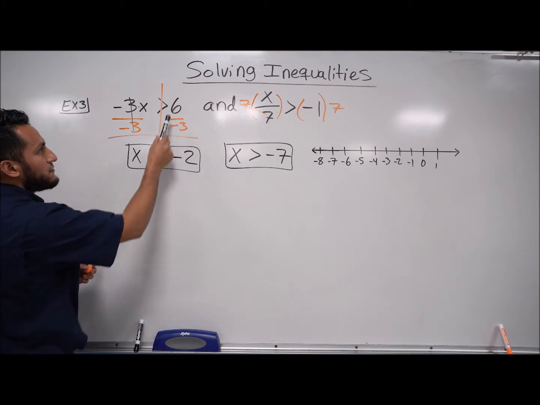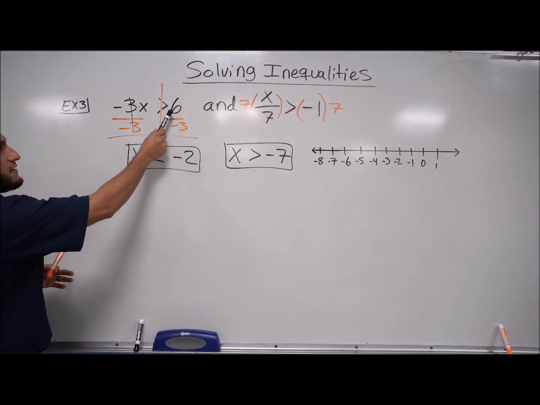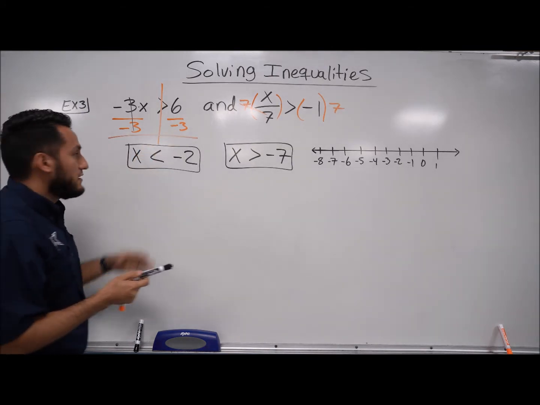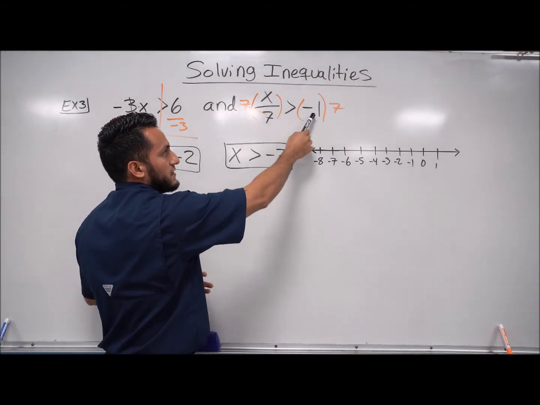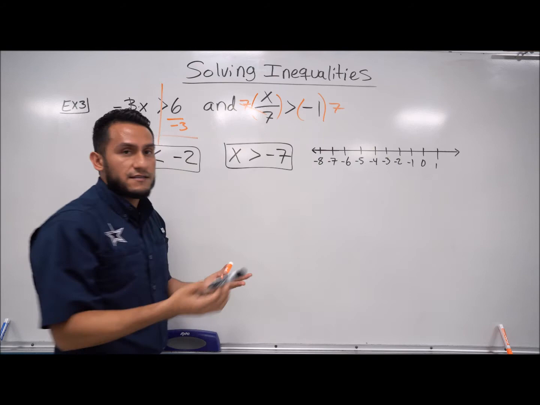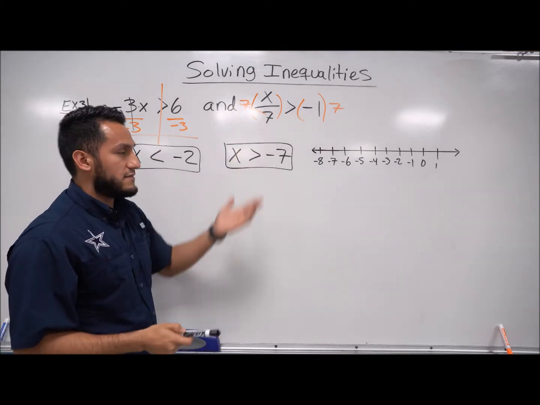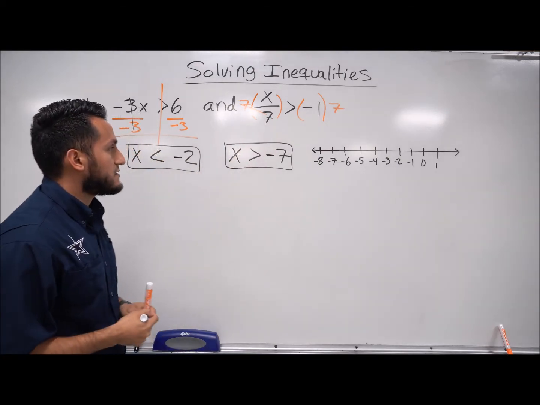Some students like to say, oh, because it changes signs. Yes, you can say that. The 6 was positive, and now it became a negative. You flip the sign. The inequality here too. This 1 was a negative 1. I multiplied it by 7, it still stayed as a negative. So the inequality stays the same. Okay, however you guys like to see it.